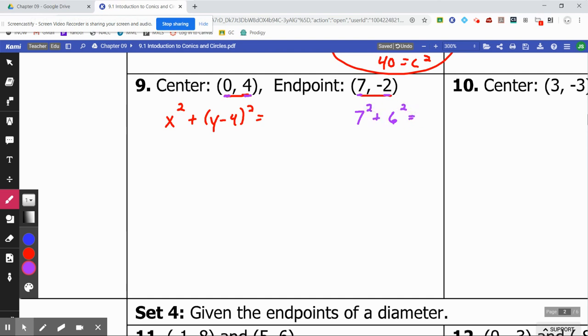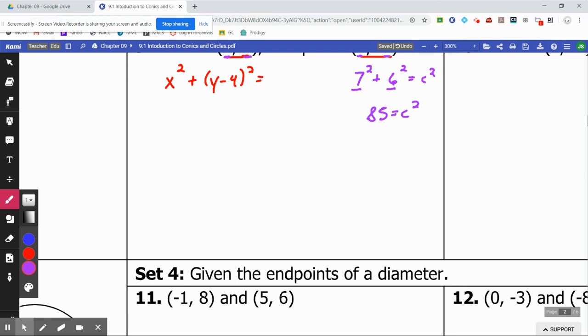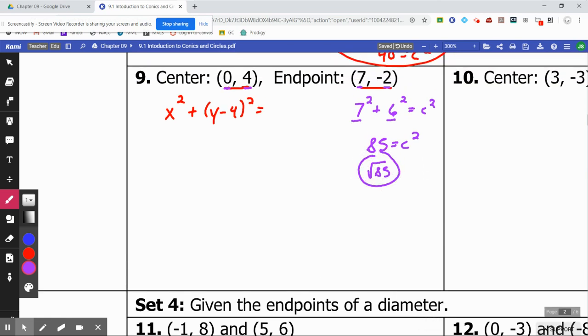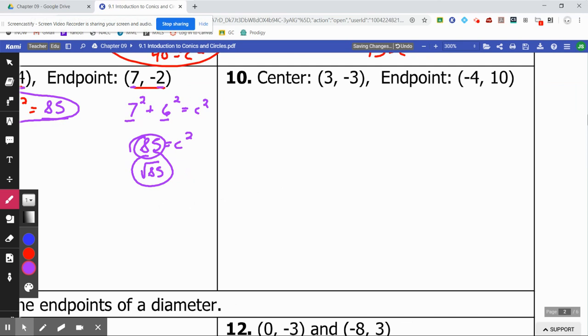Do the Pythagorean theorem, letting those two values be my legs, and I get 49 plus 36, which is 85, is equal to c squared. Do not worry about simplifying that, because you're about to take it and square it anyway. When you square a square root, it removes the radical, so you have equals 85. You can actually stop here because there's the value squared itself. That's what you're going to plug in. Next one, my center got shifted right 3, so that is x minus 3.